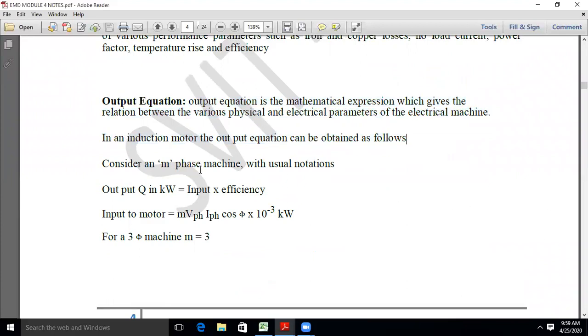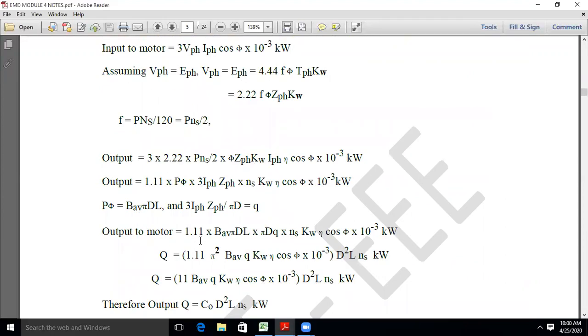Here we considered an m-phase machine with usual notations. The output of the machine is given by input into efficiency. Then input is m V phase I phase cos phi into 10 raised to minus 3. For a three-phase machine, the input is 3 V phase I phase cos phi into 10 raised to minus 3. We assumed that V phase is equal to E phase, which is equal to 4.44 f phi T phase Kw. In this case, we replaced T phase by Z phase divided by 2.